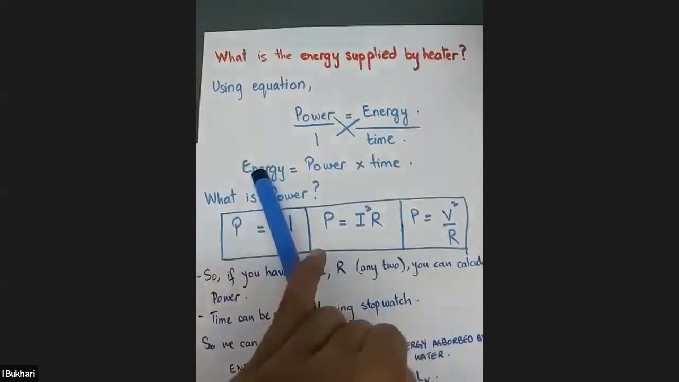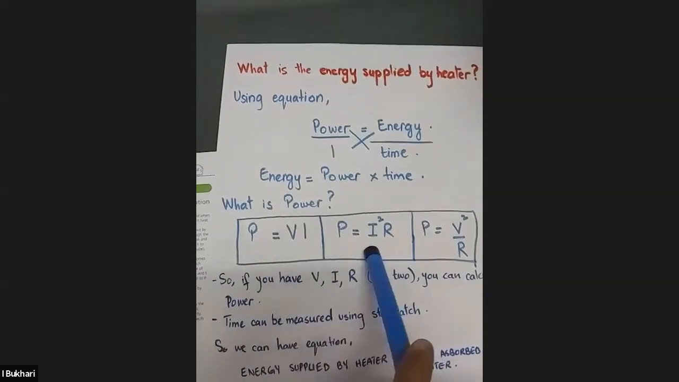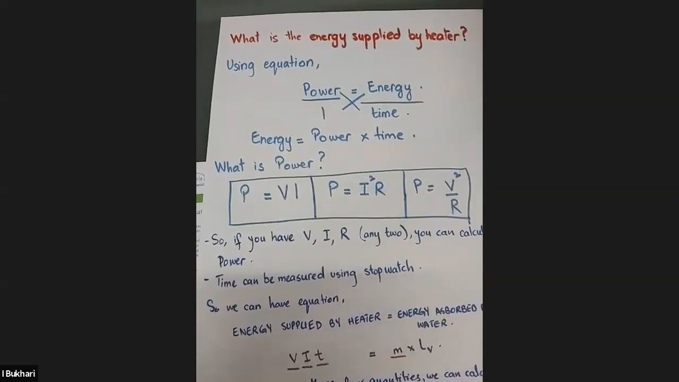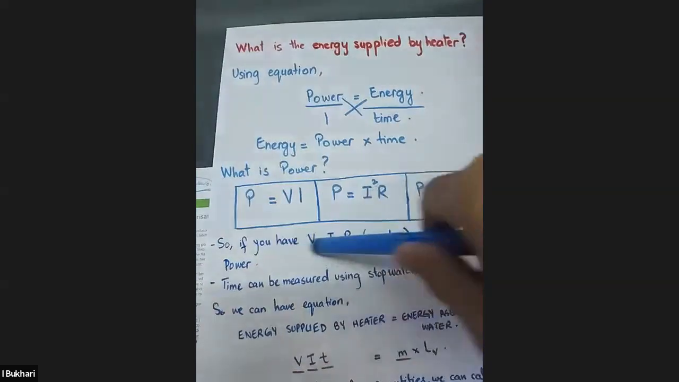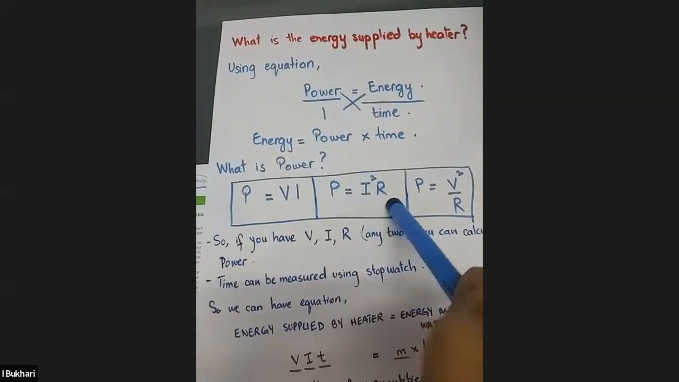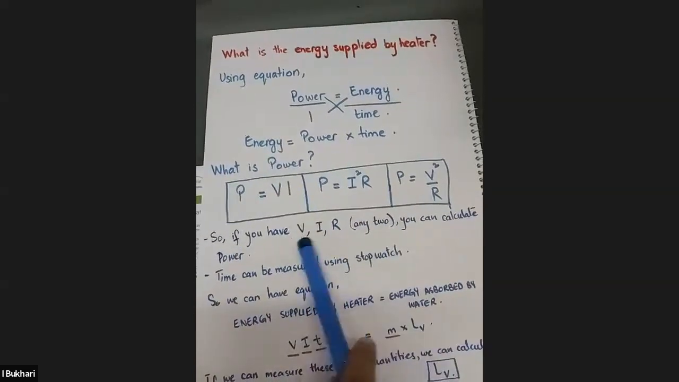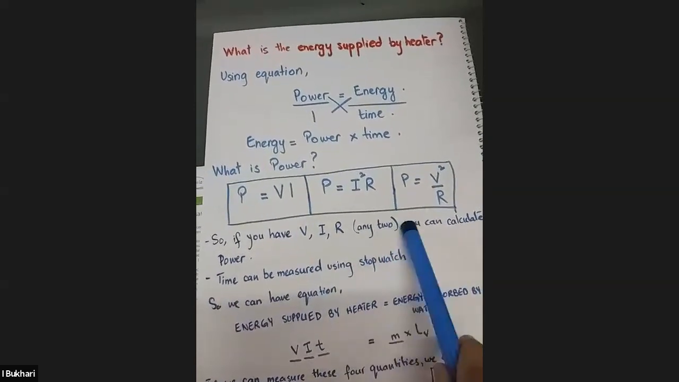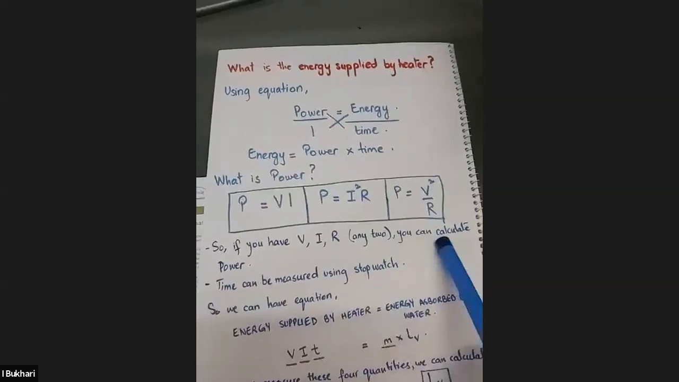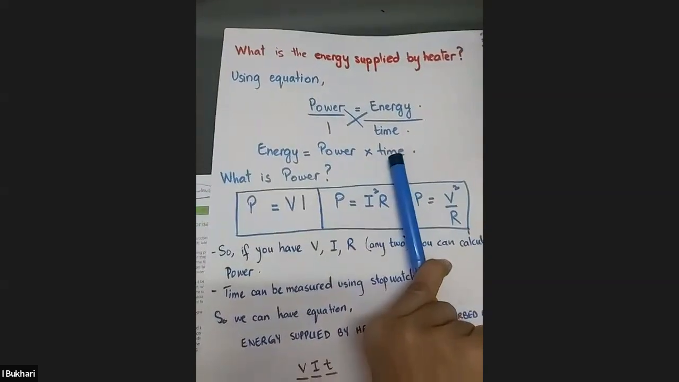Okay, so energy is the product of power and time. Now, how do we calculate power? We have these three equations from your electrical physics, if you remember. If you don't remember, you can go back, read those chapters, and be convinced that power is equal to the product of voltage and current, the square of current and resistance, and the square of voltage divided by the resistance. So if you have any two of these, you can calculate power.